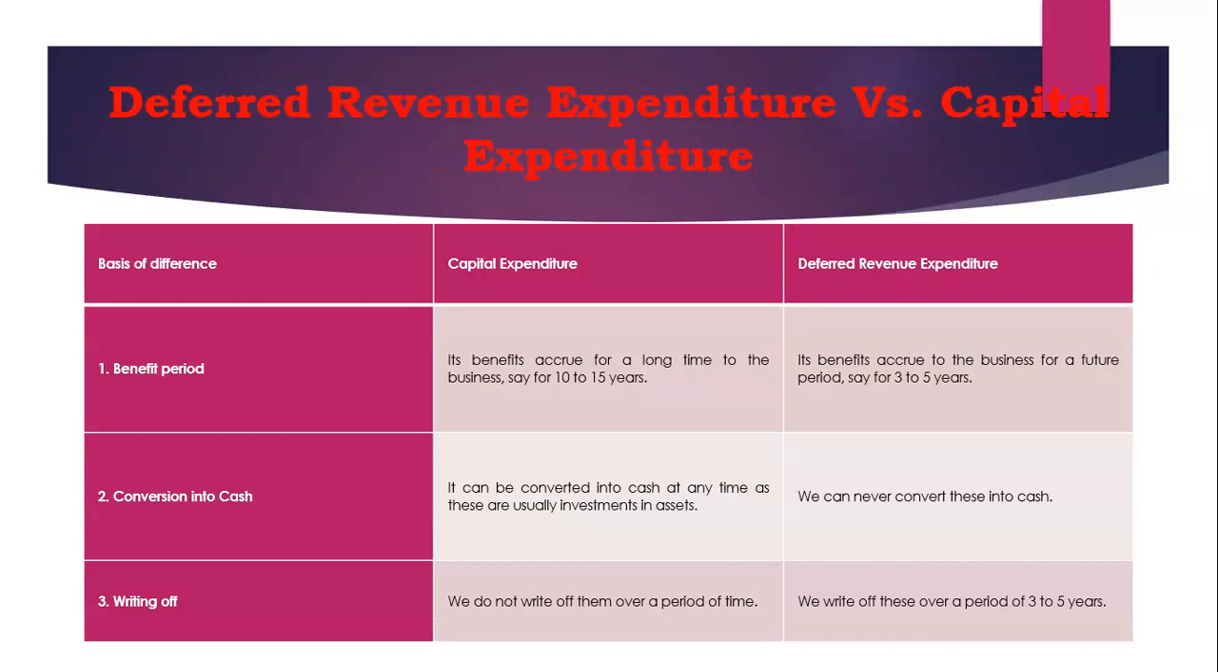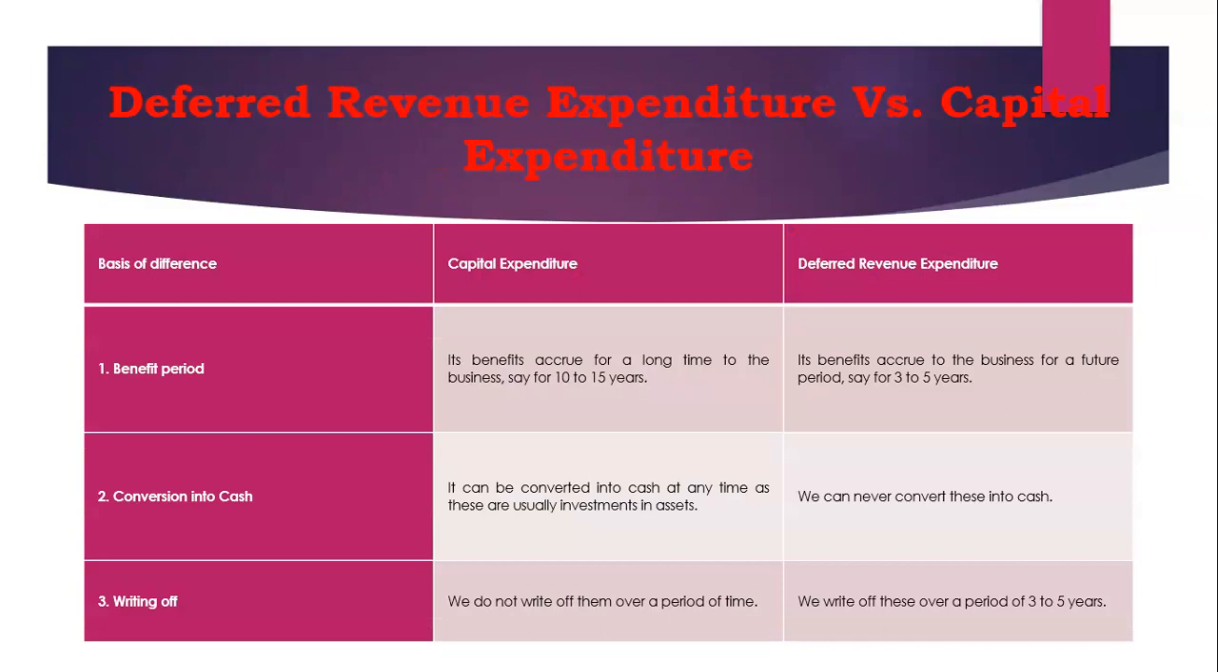Right. The second difference is that capital expenditure can be converted into cash at any time, because it is investment in fixed assets. We can sell it off, or we can get the investment return out of it. We can convert it into cash. But whereas deferred revenue expenditure, we can never convert into cash, because we have already incurred it. We can't get it back. What we have to do is write it off in the balance sheet. So in the profit and loss account, we have to show some amount, and the rest of the balance we need to show in the asset side of the balance sheet.